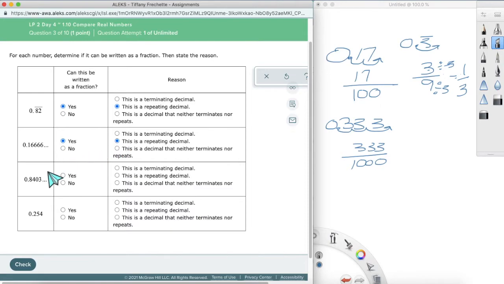This one doesn't look like anything is repeating at all, but it keeps on going. So this is that one where we can't write that as a fraction. It doesn't stop. It doesn't repeat. So this is neither terminating nor repeating.